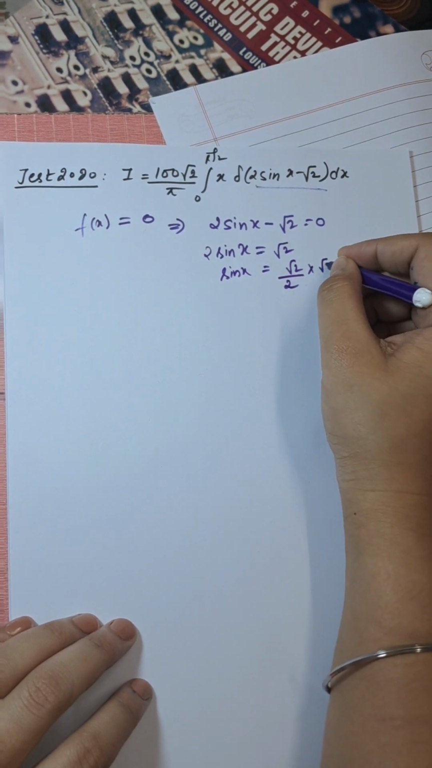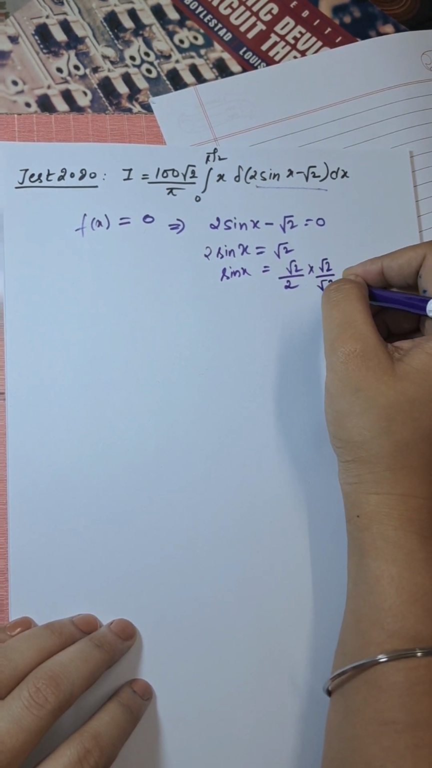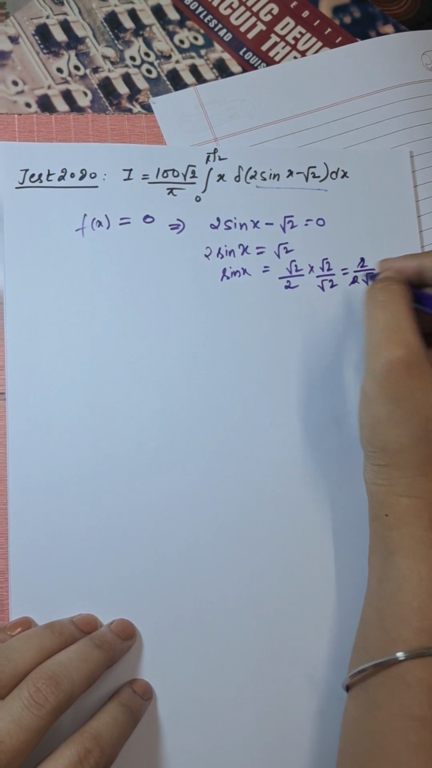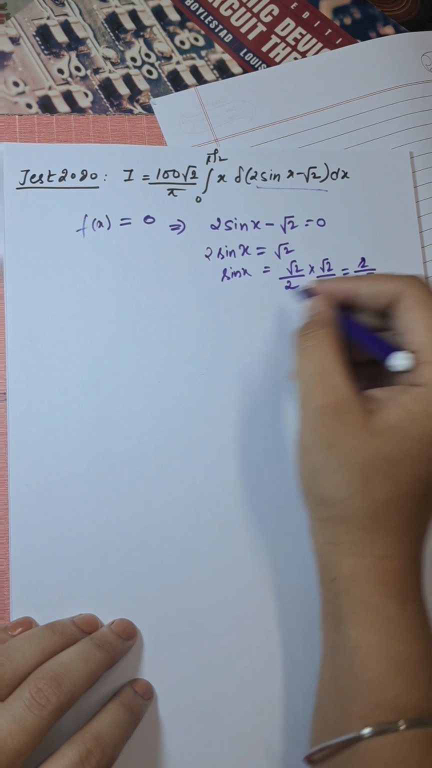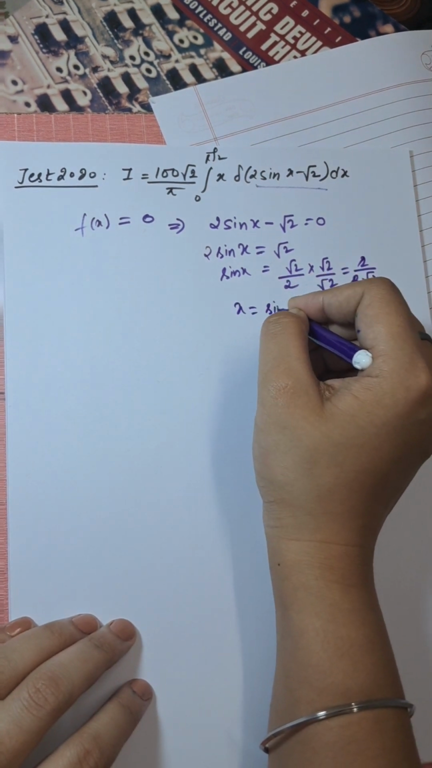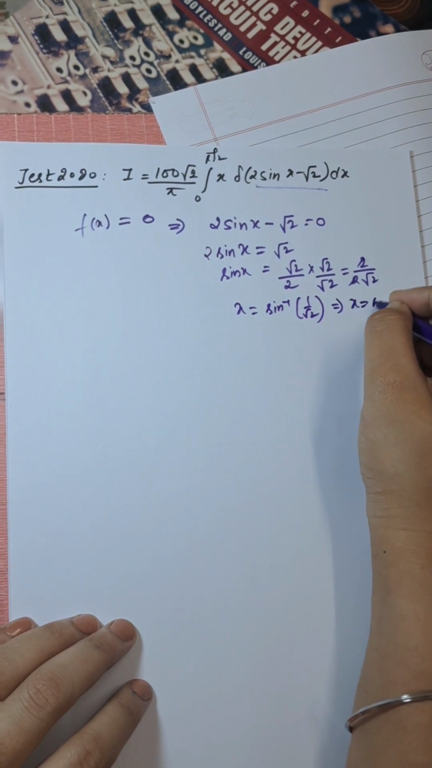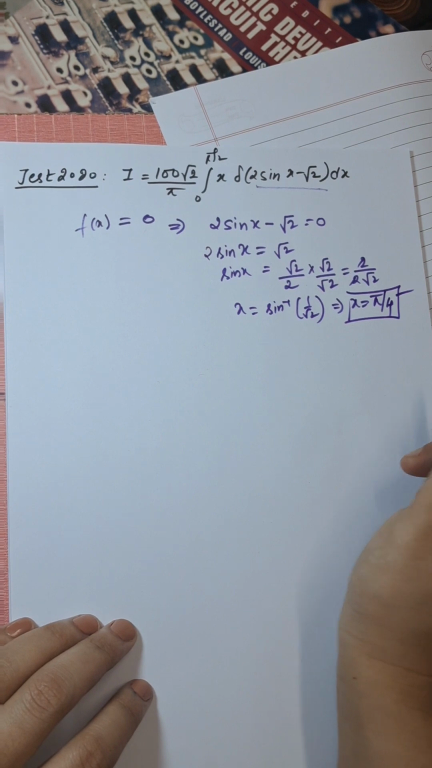Let us multiply numerator and denominator by root 2. So we'll get 2 upon 2 root 2, which equals 1 upon root 2. Now x equals sin inverse of 1 by root 2. That is x equals pi by 4. So we get the x_i here.